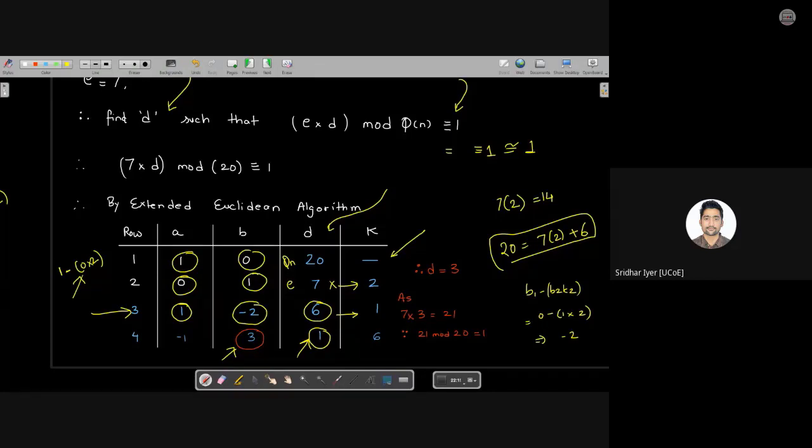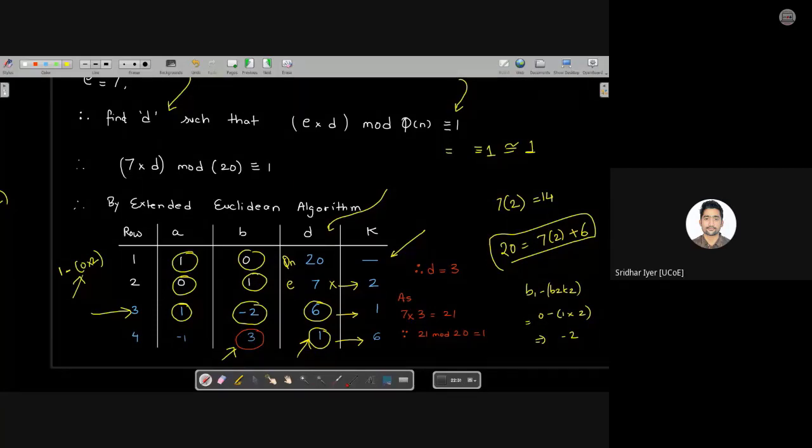Similarly, this 1 completely divides this 6. So 1 6 are 6 and we don't need to move any further. Fine? Am I clear now? Do let me know. Is it clear? Fine? Okay, thank you so much.